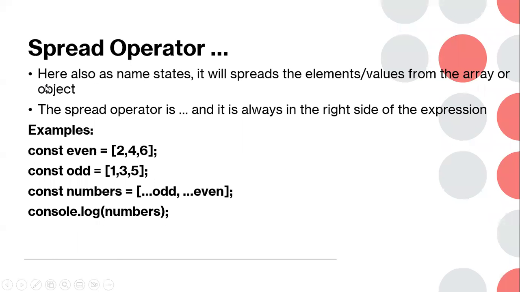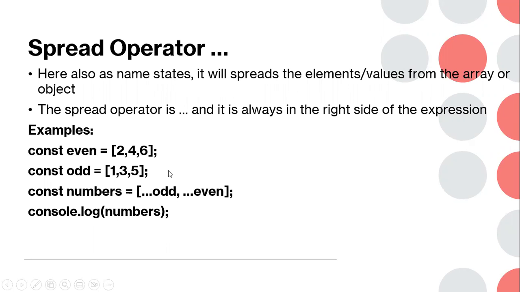So it's just the opposite of rest. Rest will accumulate everything, collecting it into an array. But spread means it will spread an array or an object into each individual iterable. For example, if you have an array like 2, 4, 6 and you apply spread, the three dots, on even, it will be like 2 is separate, 4 is separate, 6 is separate. So each and every value will be spread as an individual element.